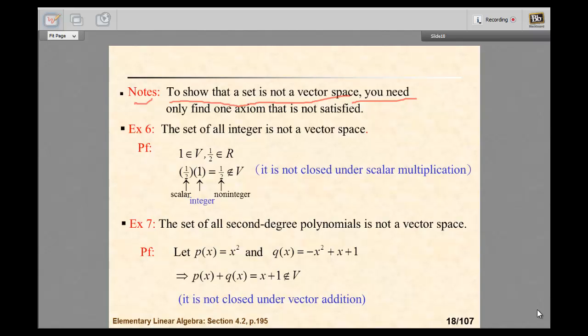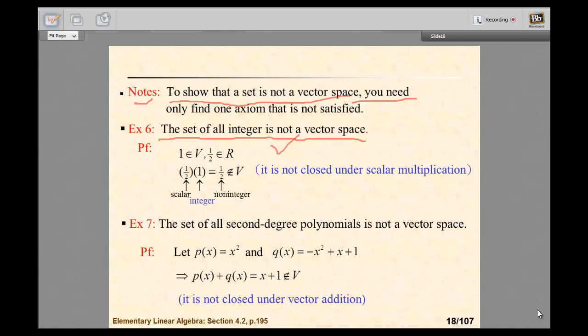So we see there is a question. It says that the set of all integers is not a vector space. So we check all the properties.